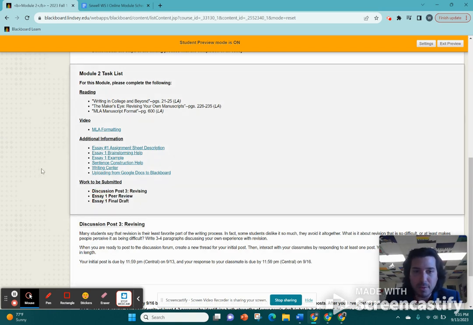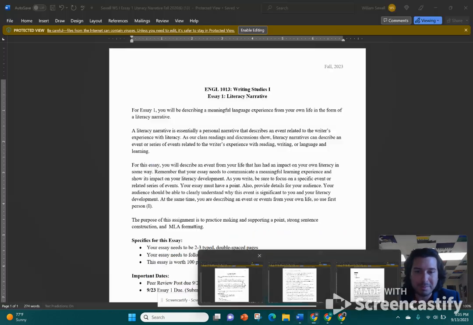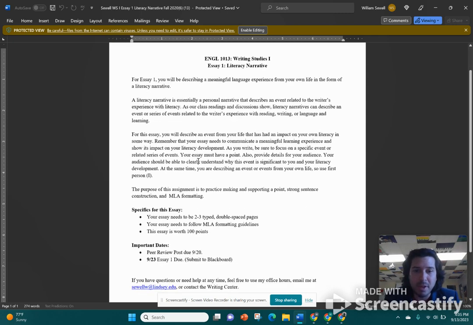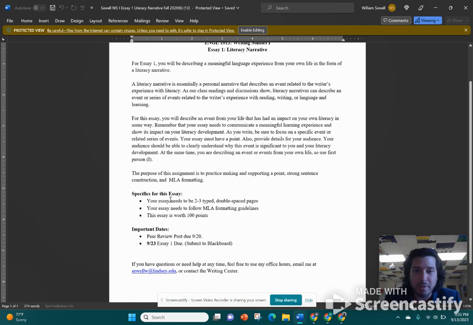The requirements for this are all listed here. Here are the main resources, the things that are really going to help you with this. For example, here's the assignment description that tells you what you're doing. You're building off the things that you started, when you read the examples by other people. But your ultimate literacy narrative should be 2 to 3 double-spaced pages. That's the goal: 2 to 3 double-spaced pages.